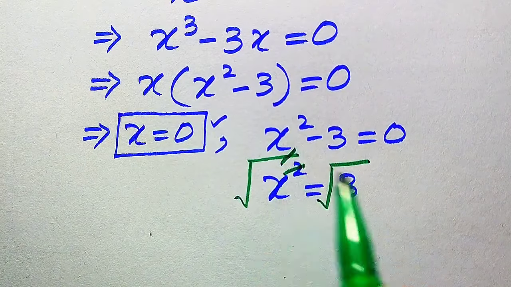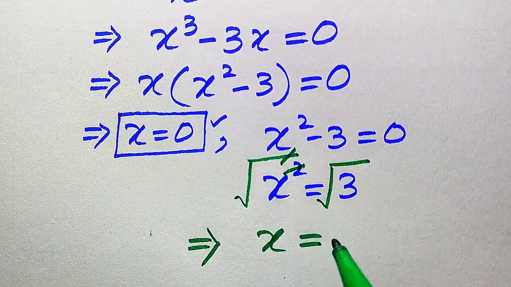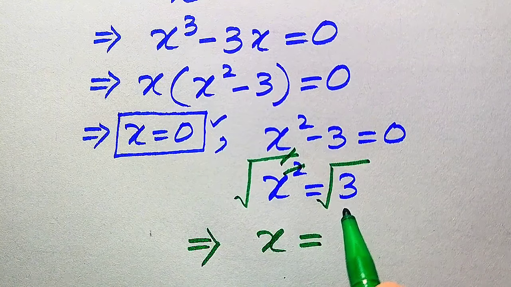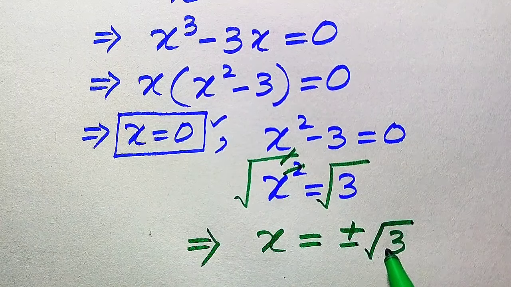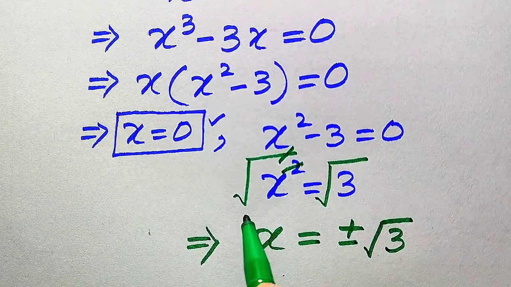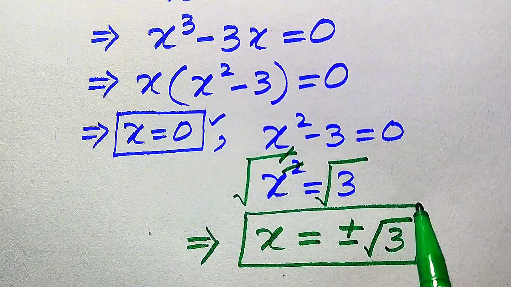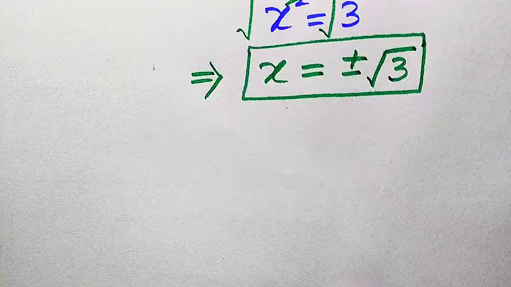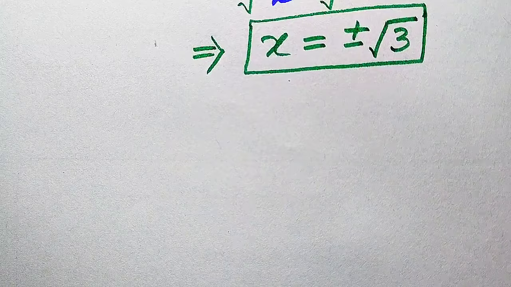So this square and this square root are gone, and we get here x is equal to, because we apply a square root on both of the sides, that's why we can write a plus minus sign on any one of the sides. So these are the other two real roots of the given equation. So here we get one real root and these two real roots of the given equation, so these are the total 3 roots of the given equation.